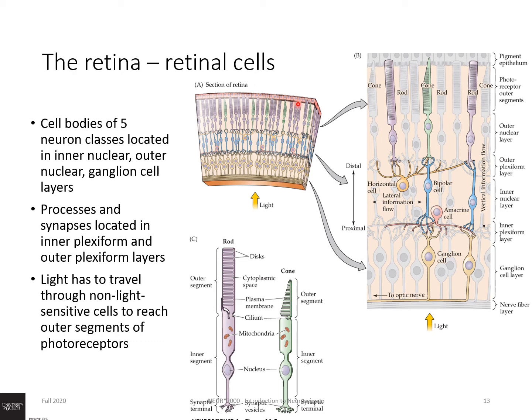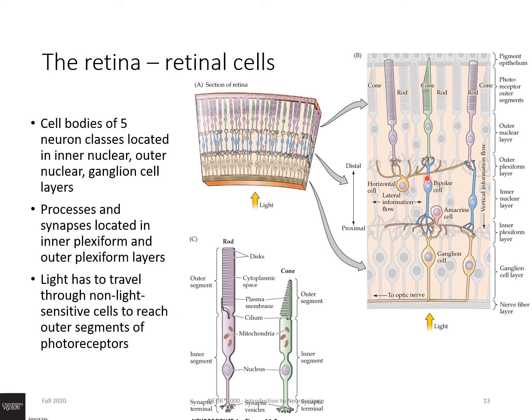Light actually has to travel through non-light sensitive cells to reach the outer segments of the photoreceptors. These are embedded in the pigment epithelium that keeps them healthy, and we'll talk about that in a little bit. Those then project onto bipolar cells in the outer nuclear area, nuclear meaning this is where the cell bodies are. And then you've got the outer plexiform layer, which helps with lateral information flow. This is where you might find horizontal cells and the amacrine cells.